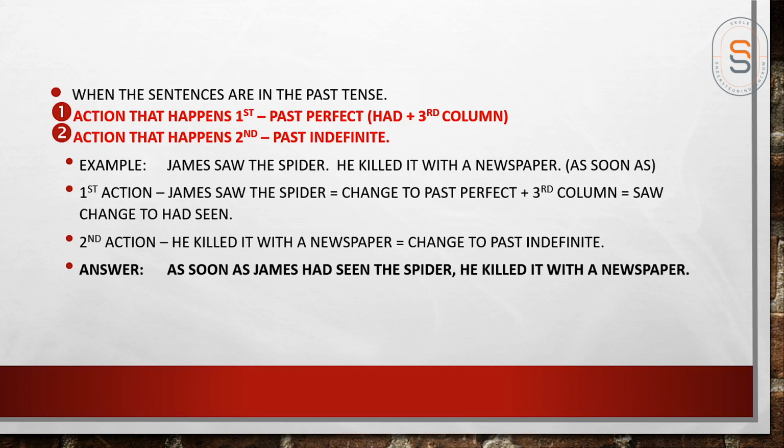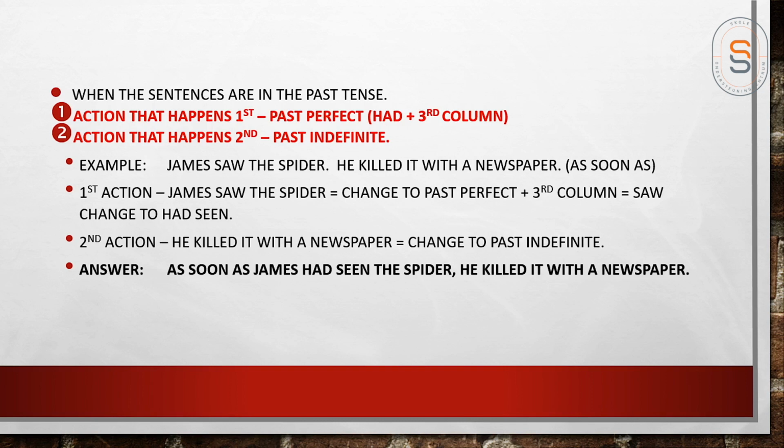When, however, your sentence is in the past tense, the following rules apply. Again, the same thing. You have to determine which action happens first. Then you have to determine which tense it is. You see this sentence is in the past tense, and then you have to remember this rule. The action that happens first must be in the past perfect.